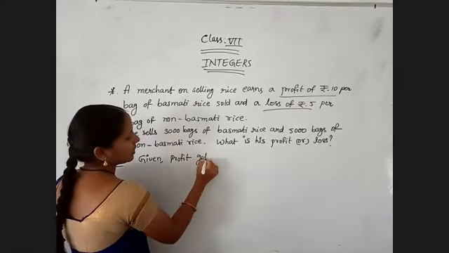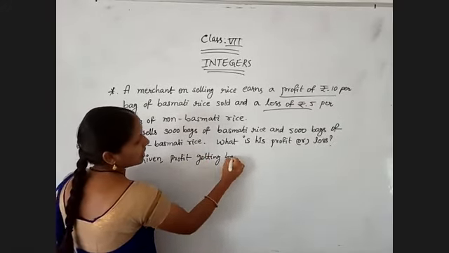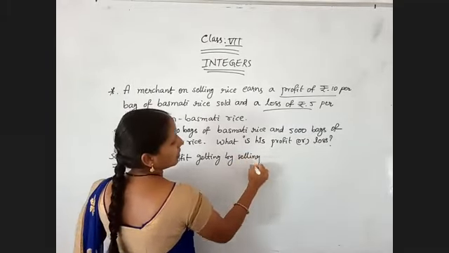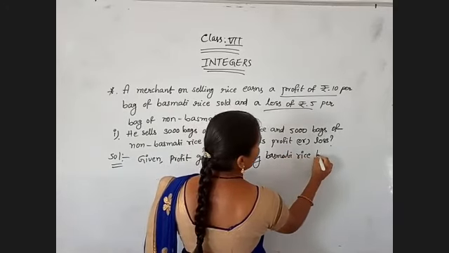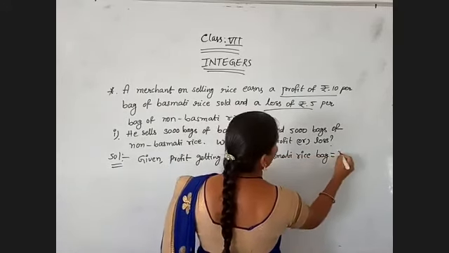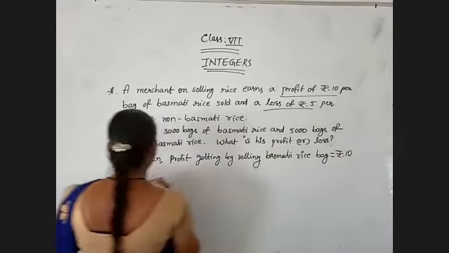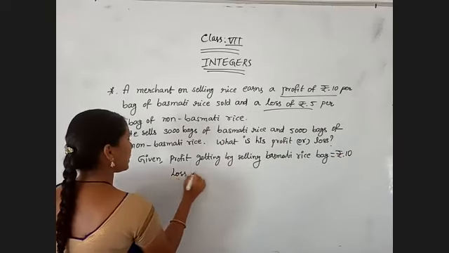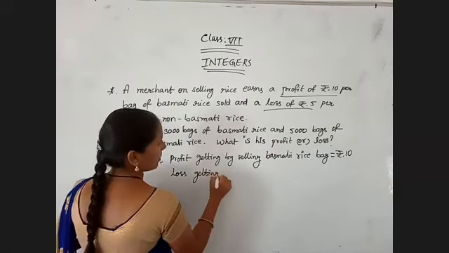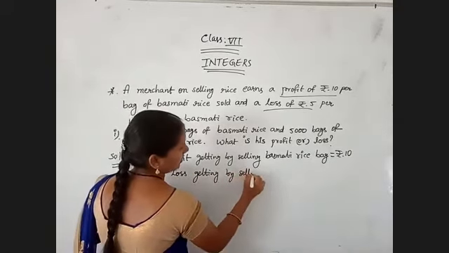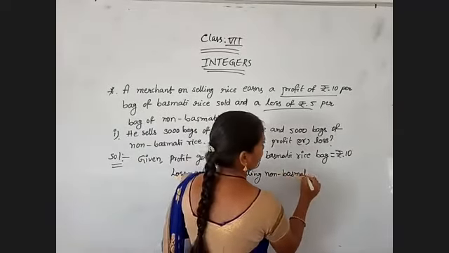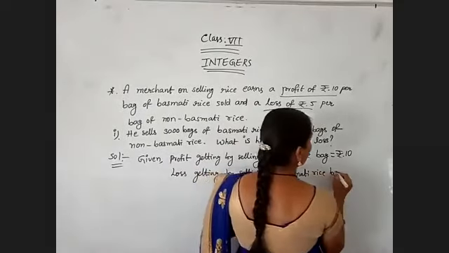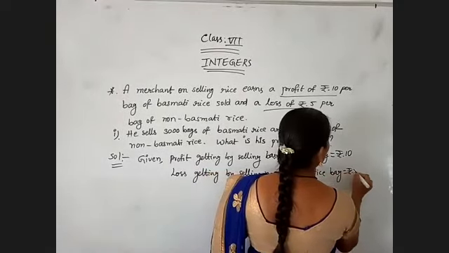Profit got by selling basmati rice bags is equal to 10 rupees. And loss got by selling non-basmati rice bags is equal to 5. Okay. Now, coming to the question.